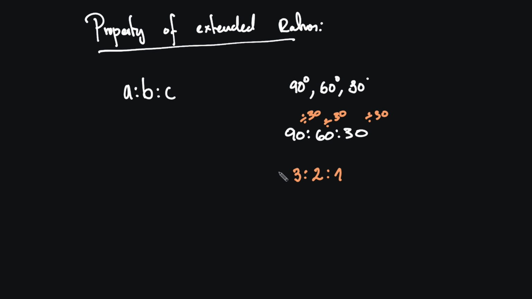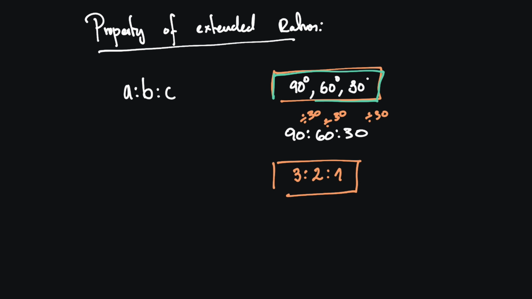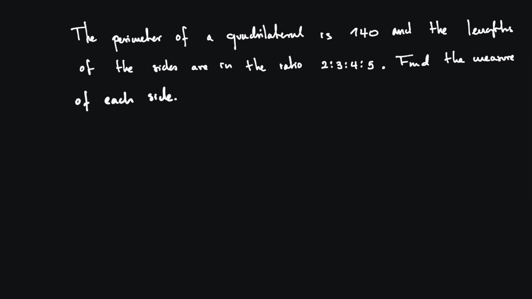So we have an extended ratio of 3 to 1. In this type of triangle, with 90, 60, and 30 degree angles, if we compare the quantities, we get that the ratio is 3 to 2 to 1. And we can use it to solve some problems. So let's solve a problem.